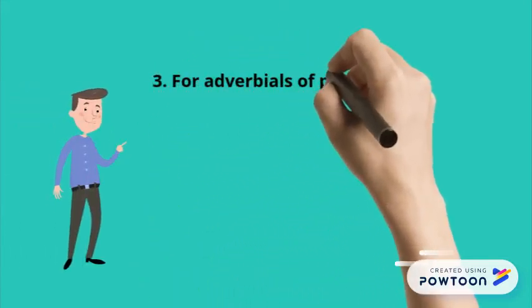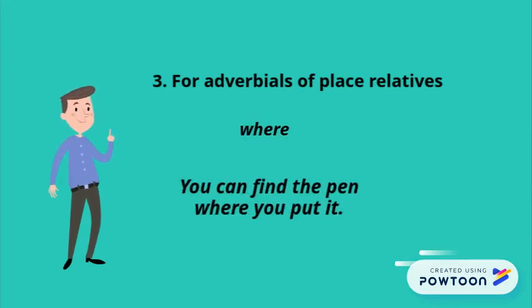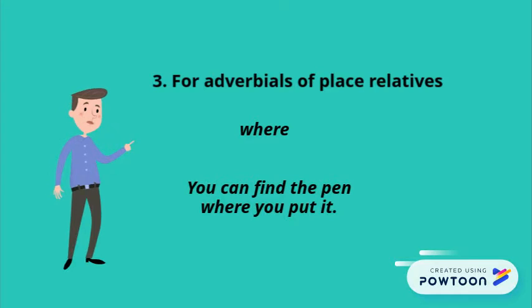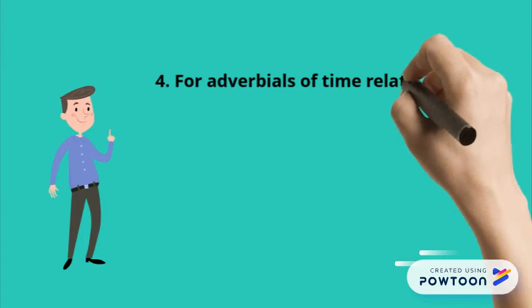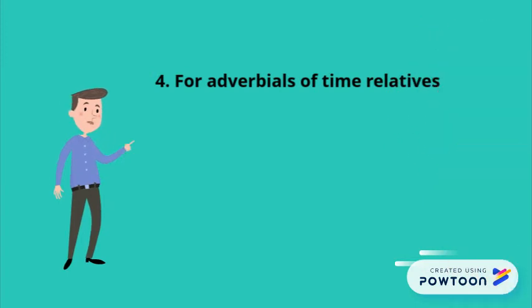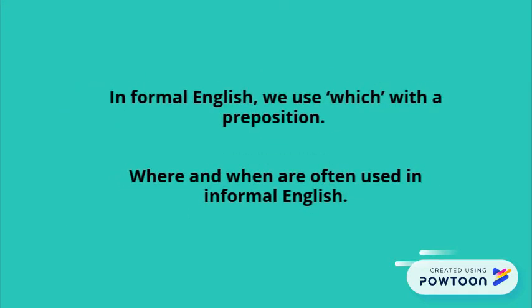Thirdly, for adverbials of place relatives, we can use where. For example, you can find the pen where you put it. For adverbials of time relatives, we can use when. For example, the trees turn green when spring comes. But in formal English, we use which with a preposition. Where and when are often used in informal English.